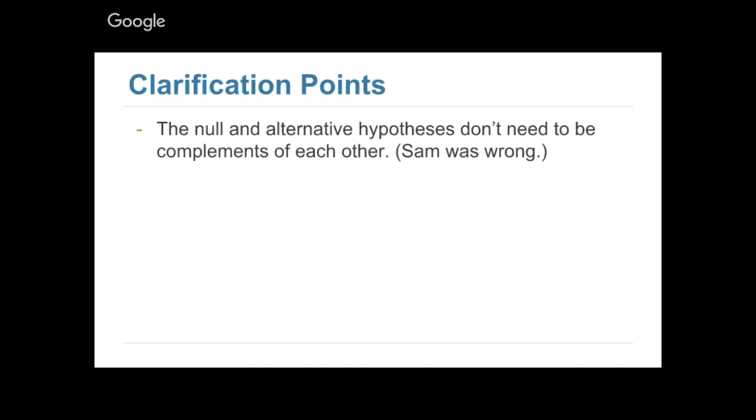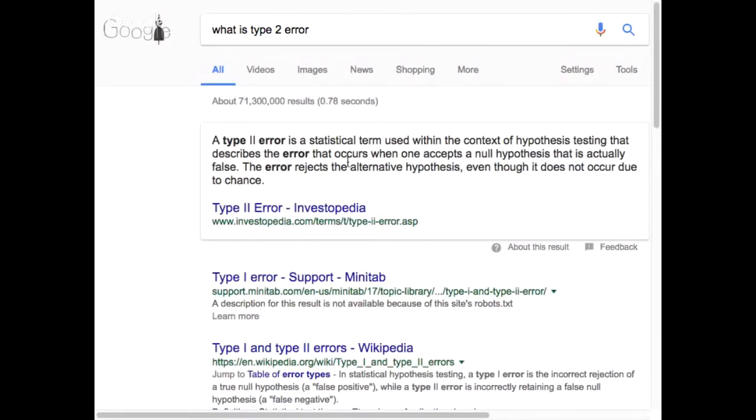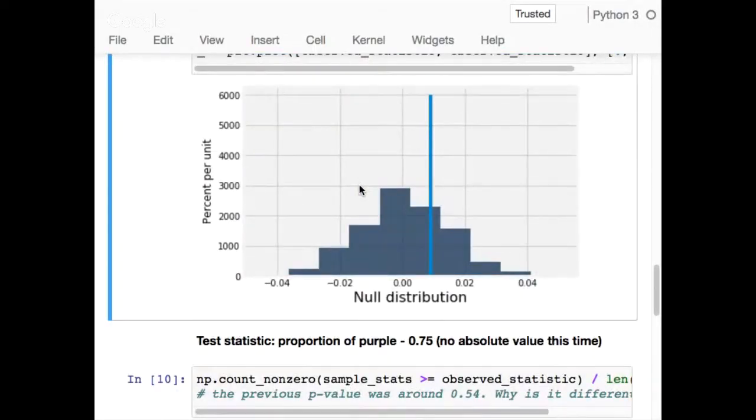Kevin? Wait, isn't the p-value supposed to be the type 1 error? Because isn't the type 2 error like an incorrect acceptance of the null hypothesis, like a false positive, if you will? You might be right. Let's ask Google. What is type 2 error? Type 2 error accepts a null that's actually false. You're right. So it is type 1. Type 1 and type 2 are just in between the two. It doesn't really matter what you call it, as long as you're clear about, oh, okay, the null was true, but I reject it anyway. Okay, so that's the probability that the p-value gives you. It's an error probability.